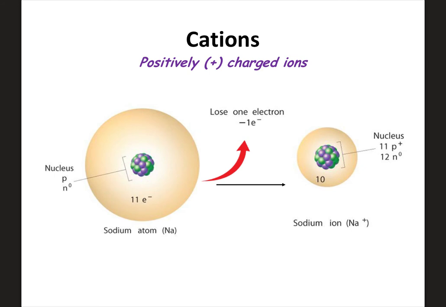Here's just another example. You can see sodium. Sodium has 11 protons and typically 11 electrons when it has no charge, but sodium will lose 1 electron, giving it 10 electrons, but it will still have 11 protons because it has to have 11 protons in order to be sodium. So it forms a 1 plus charge here. So anytime you lose an electron, that's going to be a positive charge, a cation.